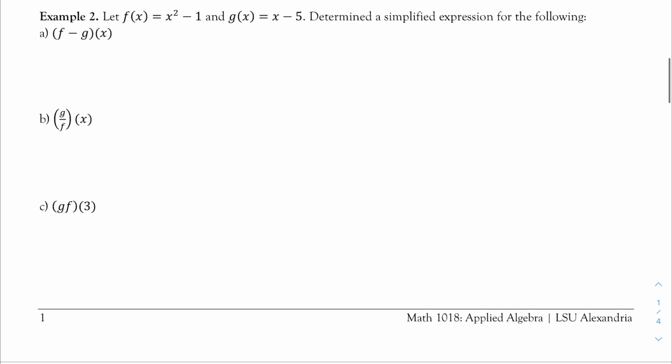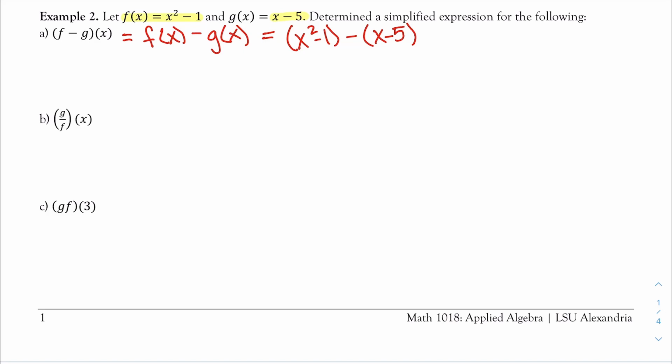Let f of x be x squared minus 1, and g of x be x minus 5. Simplify the following operations. For part A, I have f minus g of x. Just like before, I recommend that we translate this over to something we're more familiar with. We can write this as f of x minus g of x. Well, we might look at this and say, what's going on? But remember, we have our beginning information. I know what f of x is. I know what g of x is. I can rewrite this as x squared minus 1, that's my f of x, minus g of x, what we have here.